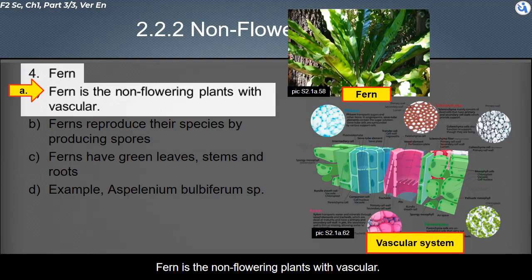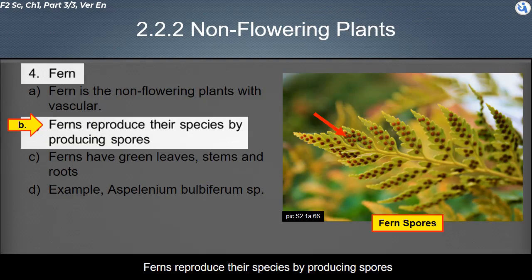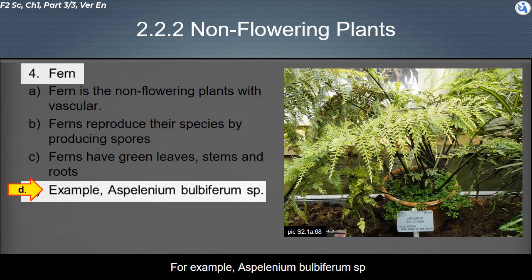The second type of non-flowering plant in our discussion is the fern. Fern is the non-flowering plant with a vascular system. The vascular system of a plant is the tissue and series of tubes and veins that move nutrients collected by the roots to the stem and leaves. Ferns reproduce their species by producing spores. Ferns have green leaves, stems, and roots. For example, Asplenium bulbiferum sp.